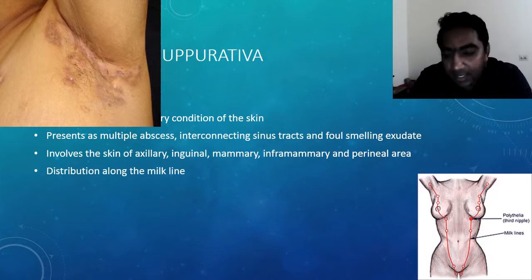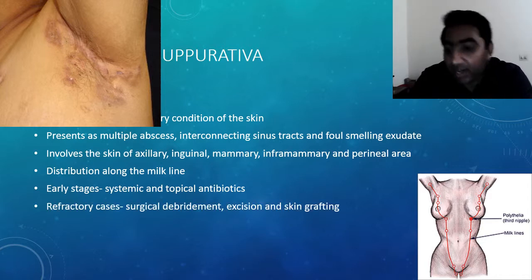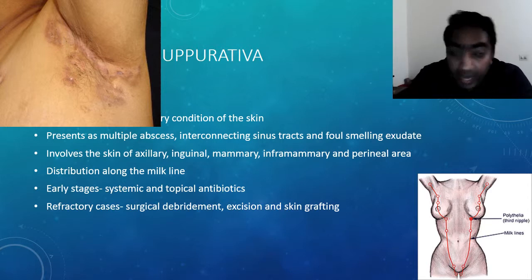In the early stages, it can be treated with systemic and topical antibiotics. But when it involves multiple abscesses, scarring of the skin and multiple recurrences, in refractory cases, we will have to go for surgical debridement and excision of the involved skin, whether it may be the axillary, inguinal or inframammary area, and go for skin grafting.